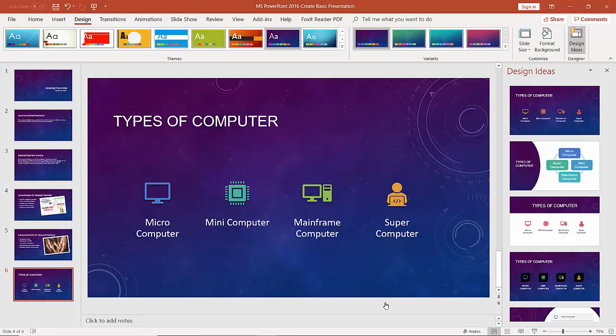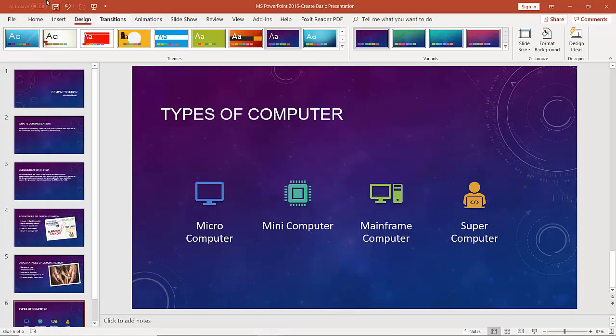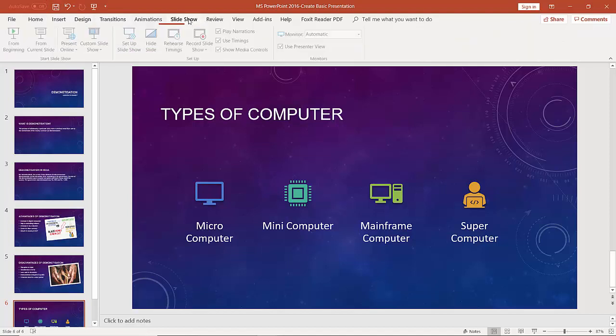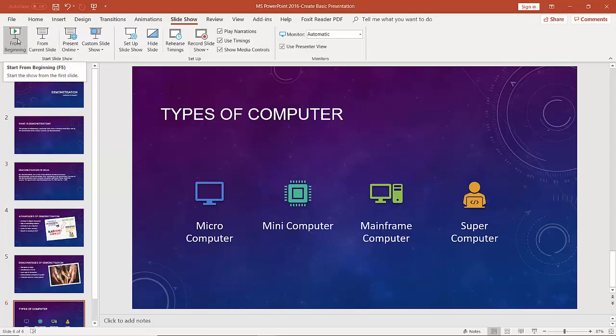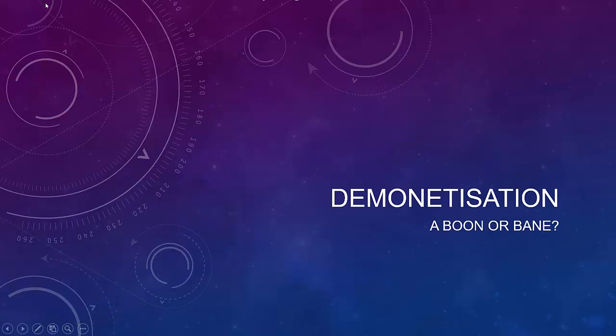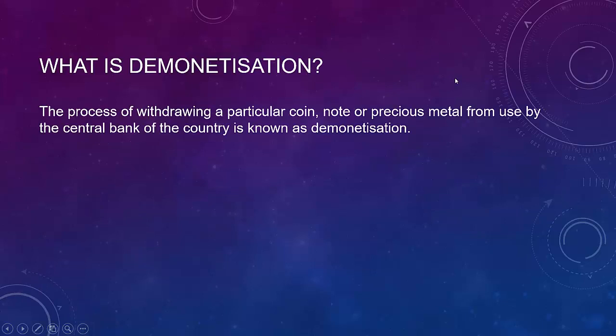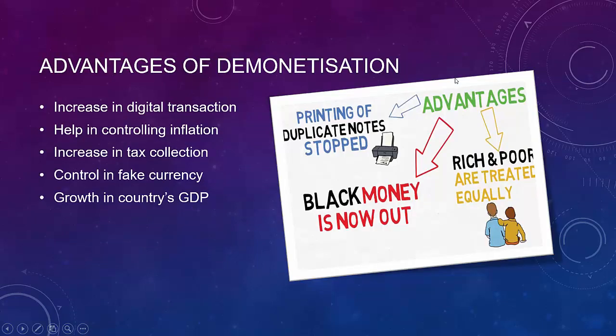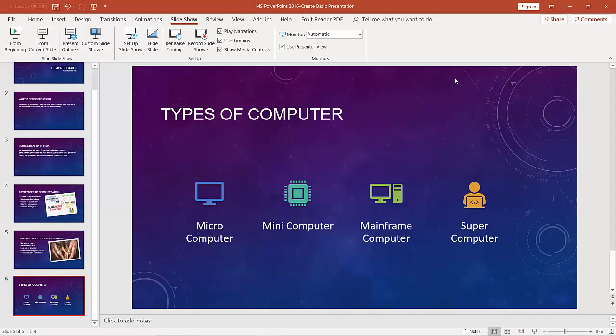Now everything is perfect, so we can see how our presentation is going to look. Just close this, go to your Slide Show tab and under the Start Slide Show group, click on From Beginning. Since we want to see our presentation from the beginning, click on it and you can see your presentation in full screen. Now just click and you can see the next slide. Again click, again. So this is how we can create a very basic presentation in Microsoft PowerPoint 2016.